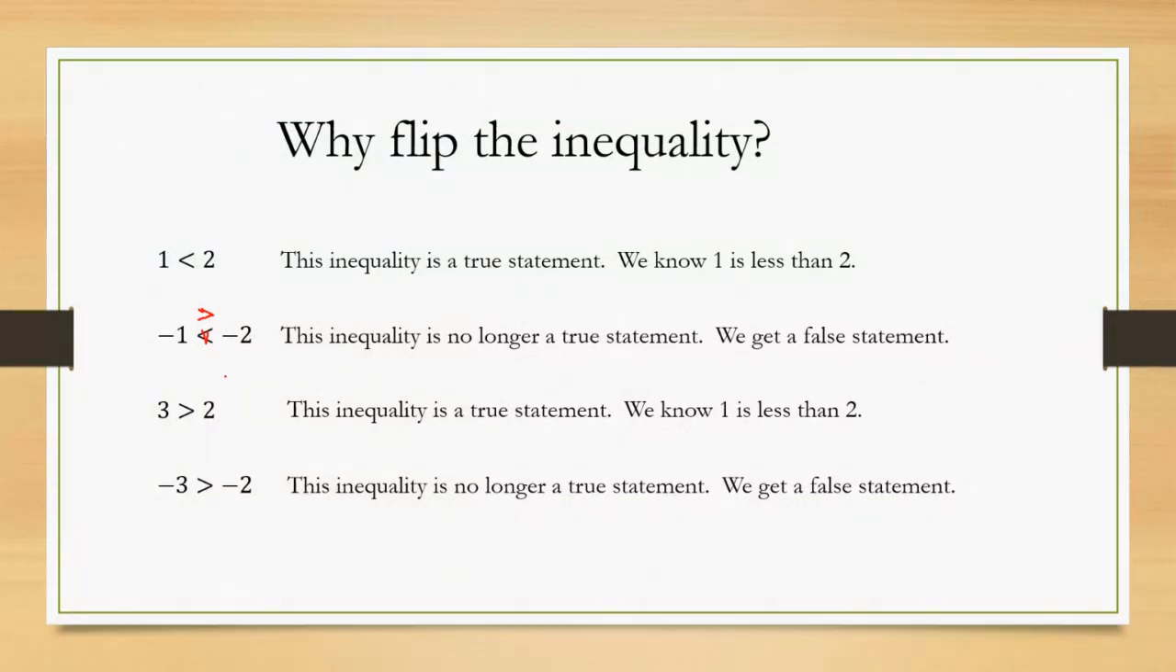Otherwise, it's not true anymore. Here's another one. We have 3 is greater than 2, right? Yeah, that's a true statement. 3 is definitely greater than 2. But now, if I multiply both sides by a negative, negative 3 greater than negative 2, that's not true anymore. So that's gone. And so instead, we have to have this one, right? We have to turn the inequality around. So that's what we have to do.